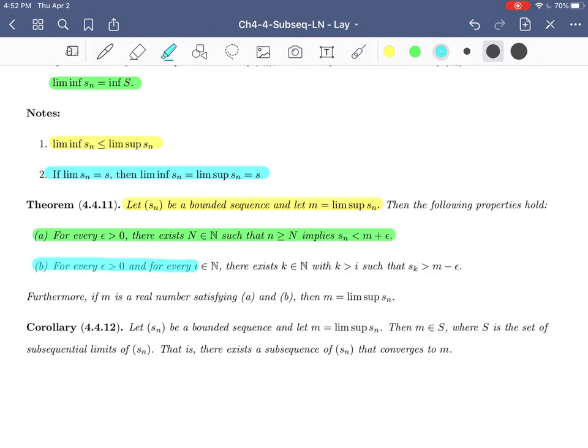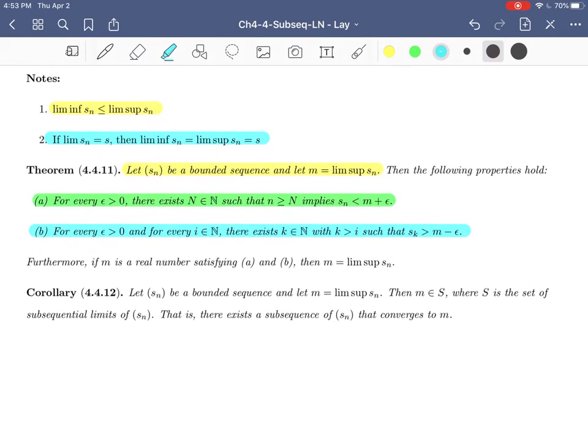(b) For epsilon greater than 0 and for every natural number I, there exists a natural number k greater than I such that the term S sub k is more than M minus epsilon. So S sub k is going to be close to M, within epsilon units of M. We can say a little bit more, though. It turns out that if M is a real number that satisfies (a) and (b), then that real number has to be the limit supremum.